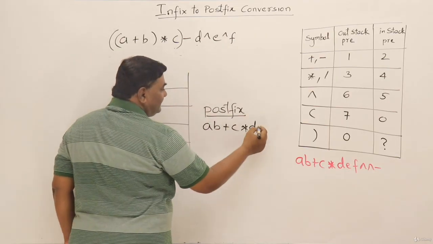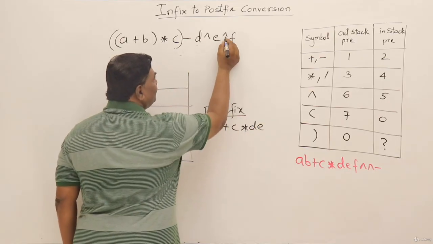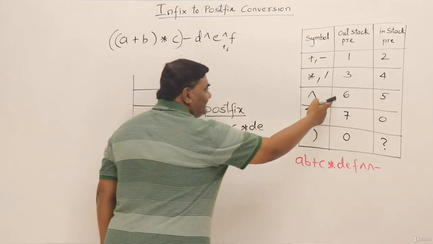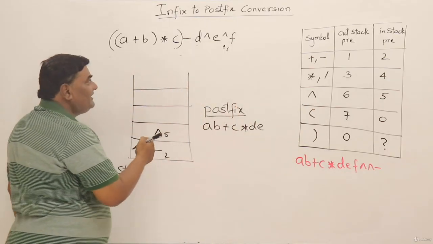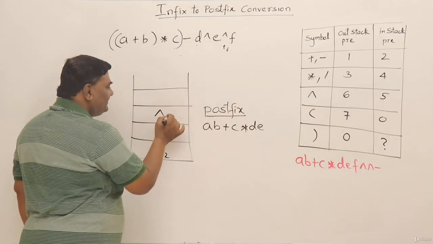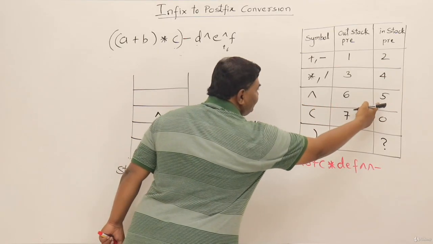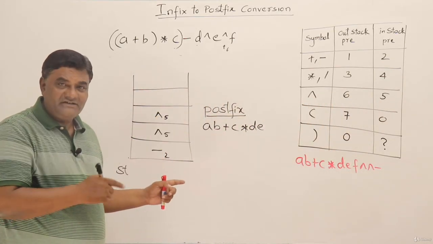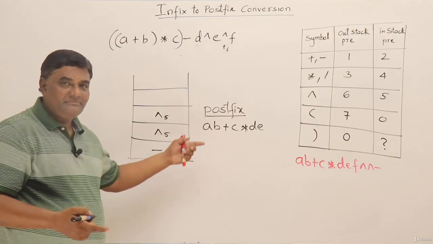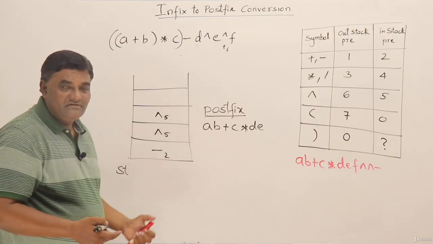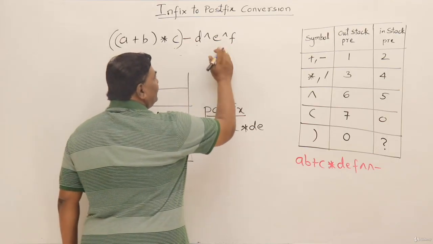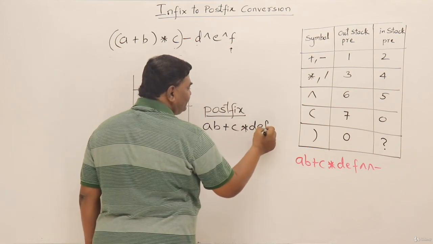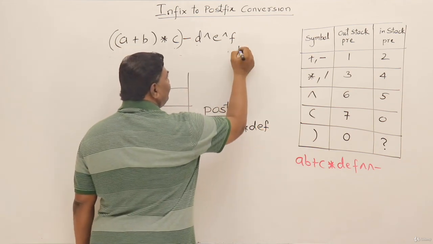Next symbol E, operand. Next symbol, this is how much? 6. And what is the precedence here? 5. That is greater. It will come inside. After pushing, what is the precedence? 5. Right? So before pushing, we check the condition, then after that, it is pushed. Now the precedence is 5. Next symbol F, operand. Send it. Next symbol finish.